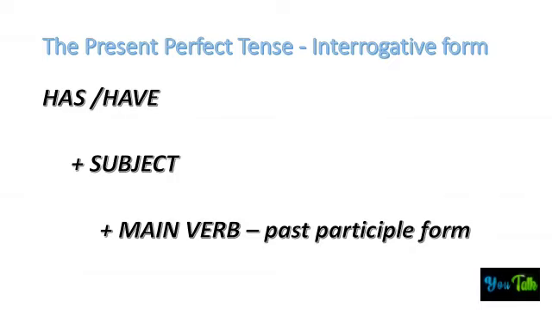We are going to see now the interrogative form with the verb in the present perfect tense. The grammatical structure will change here. Instead of having the subject first, we are going to have has or have first, followed by the subject plus the main verb in the past participle form.